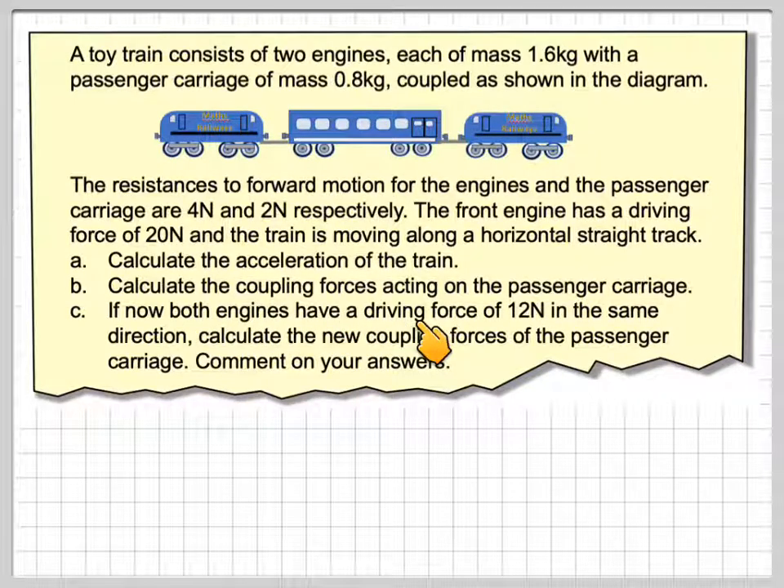Calculate the coupling forces acting on the passenger carriage. If now both engines have a driving force of 12 newtons, in the same direction, calculate the new coupling forces on the passenger carriage. Comment on your answers.